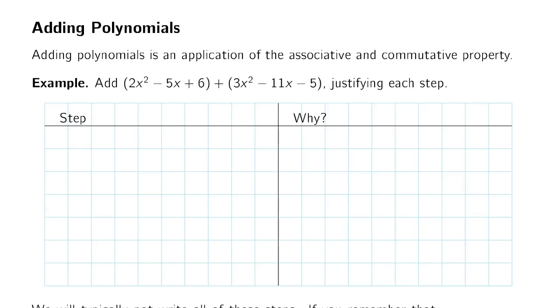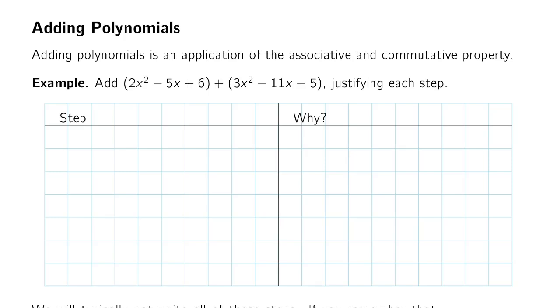We can do arithmetic with polynomials in just the same way that we can do arithmetic with numbers. In a lot of ways, polynomials are analogous to the integers. All of the things we can do with integers, we can do with polynomials. And of course, the simplest arithmetic that we can do is addition. When we add polynomials, it just amounts to applying the associative and commutative property and combining like terms.